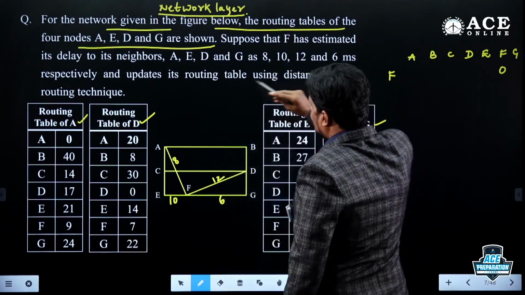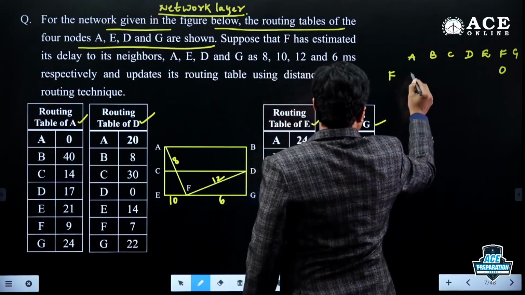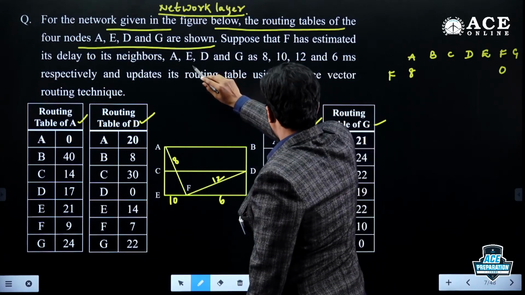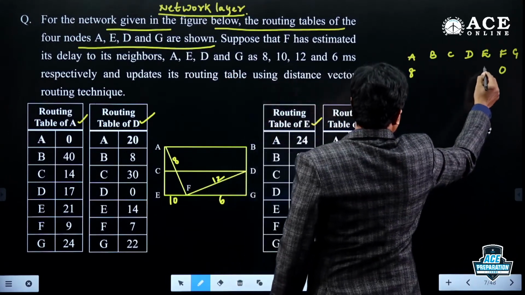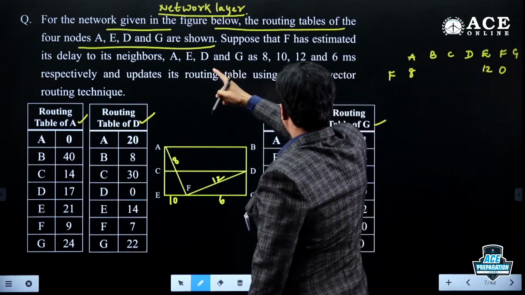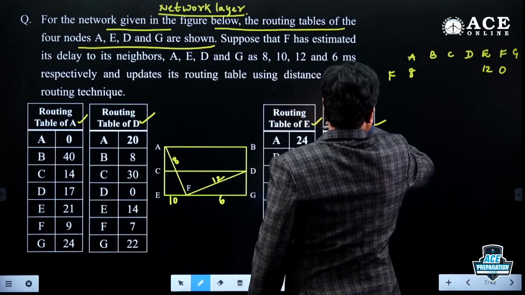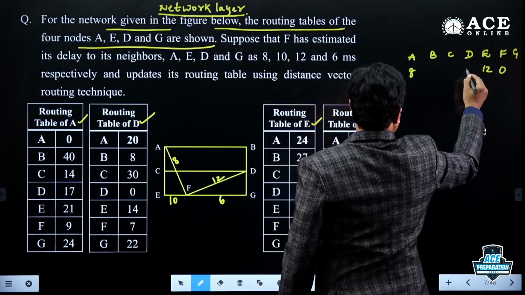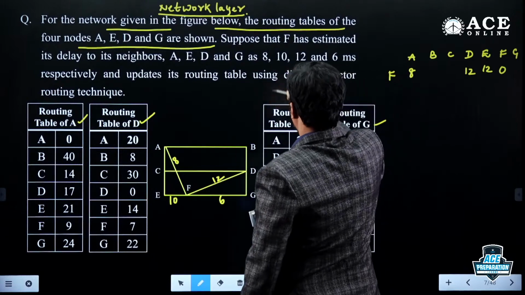Next, F to A it is given as 8. F to D it is given as 12, and F to E it is given as 10.